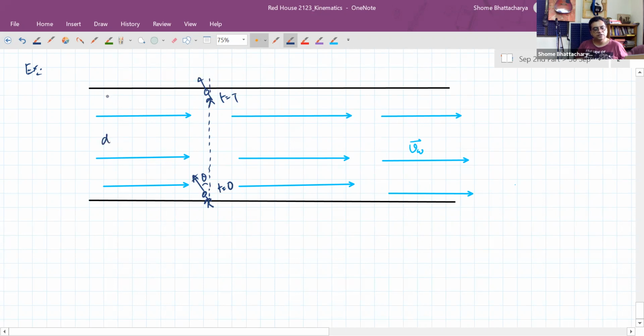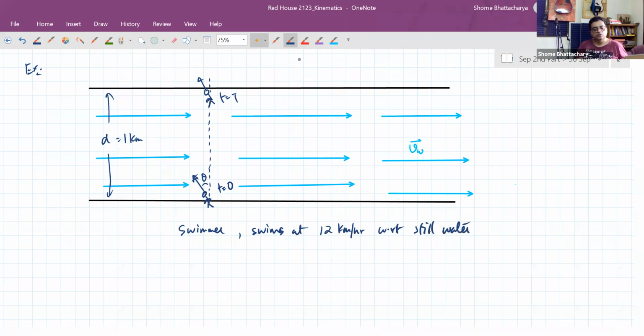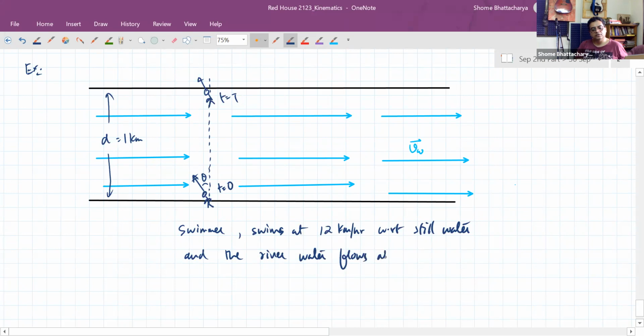So the width of the river this time, we take it as 1 kilometer. Now the swimmer swims at 12 kilometers per hour with respect to still water, and the river water flows at a speed of 6 kilometers per hour, exactly half of that.